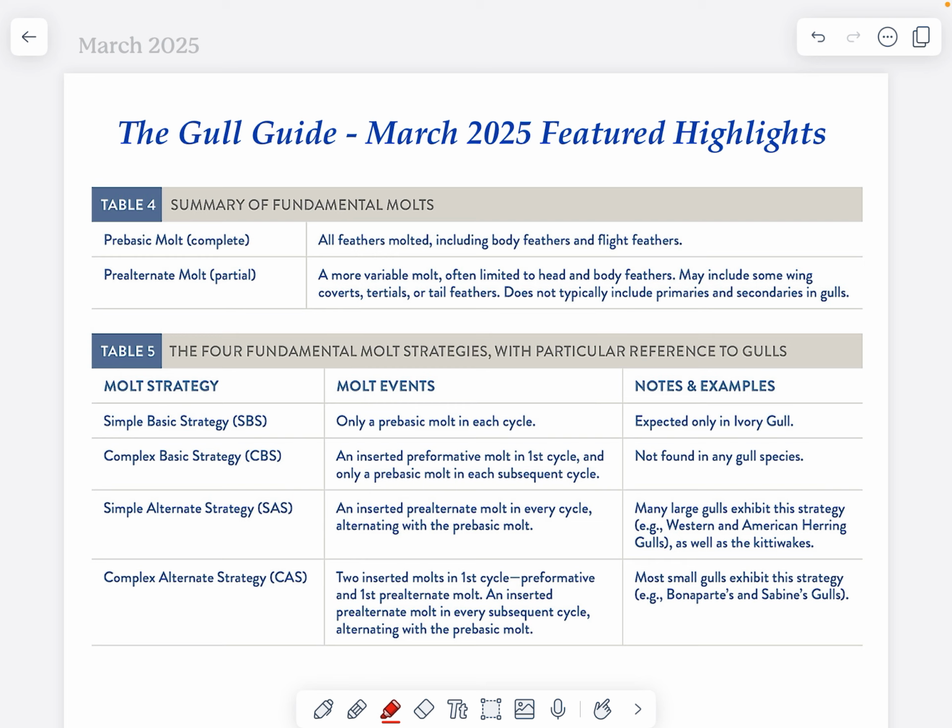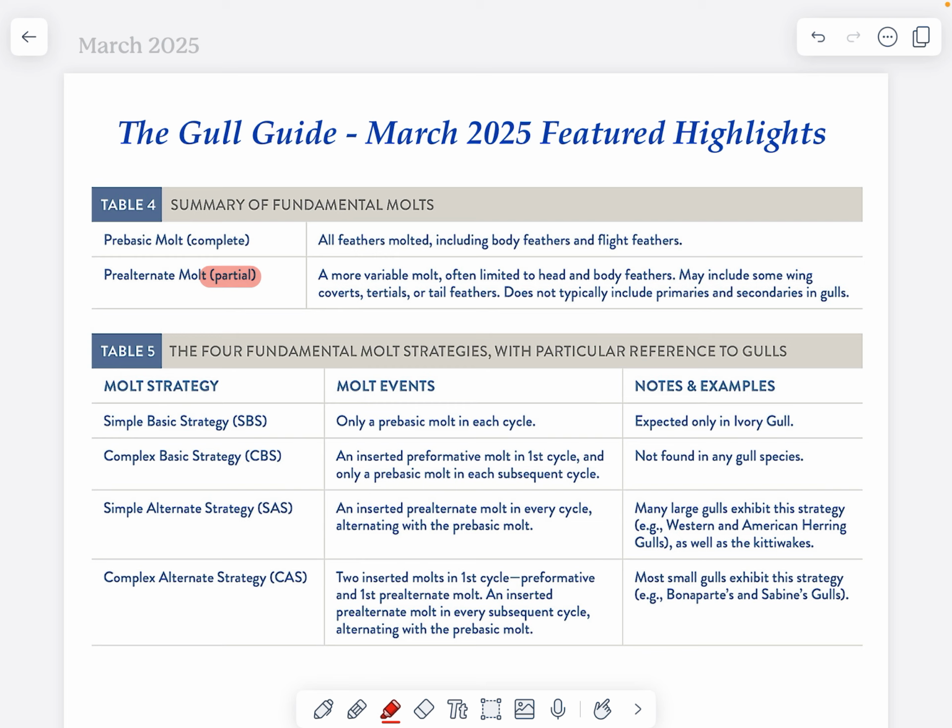Last time in video 2, we discussed the pre-alternate molt that's found in first cycle large gulls. We looked at things like the yellow-footed gull and kelp gull, and we explained those molts are by and large partial molts in that they don't include the flight feathers, or we don't expect the flight feathers to be replaced in these pre-alternate molts in gulls.